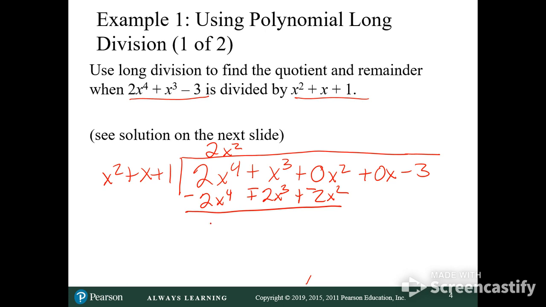Okay? So that's 0. What's 1 plus a negative 2? Negative 1, x to the third. What's 0 plus a negative 2? Negative 2x squared. And then you drop your next one down, your 0x. Then again, you ask yourself, what times x squared is negative x cubed? Negative x. So you write a negative x right here. And you do the distributive property to get negative x cubed minus x squared minus x.